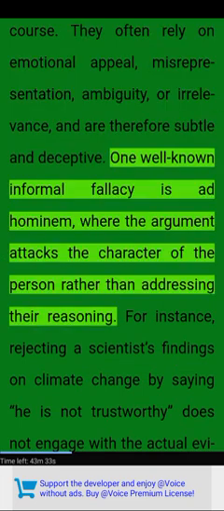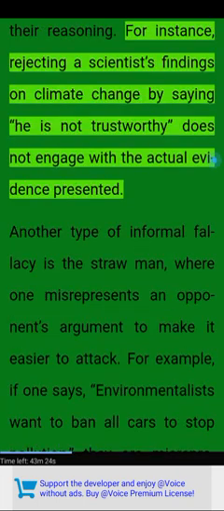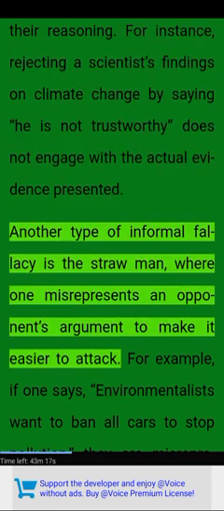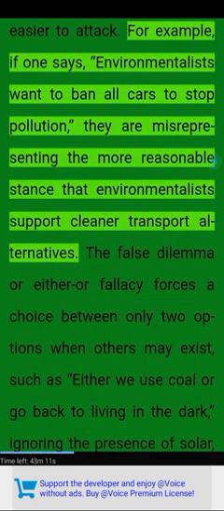One well-known informal fallacy is ad hominem, where the argument attacks the character of the person rather than addressing their reasoning. For instance, rejecting a scientist's findings on climate change by saying, he is not trustworthy, does not engage with the actual evidence presented. Another type of informal fallacy is the straw man, where one misrepresents an opponent's argument to make it easier to attack. For example, if one says, environmentalists want to ban all cars to stop pollution, they are misrepresenting the more reasonable stance that environmentalists support cleaner transport alternatives.